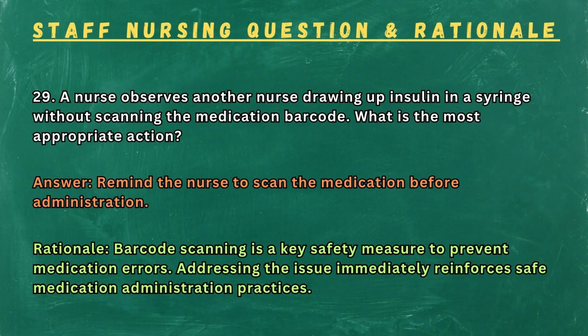29th. A nurse observes another nurse drawing up insulin in a syringe without scanning the medication barcode. What is the most appropriate action? Answer: remind the nurse to scan the medication before administration. Rationale: barcode scanning is a key safety measure to prevent medication errors. Addressing the issue immediately reinforces safe medication administration practices.